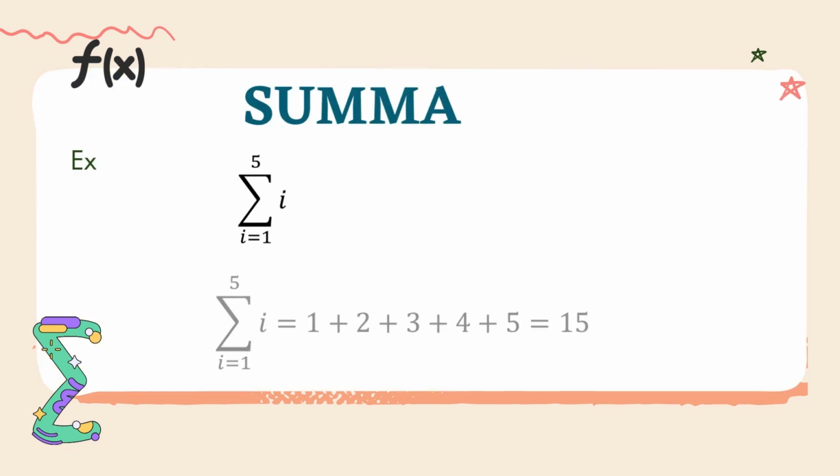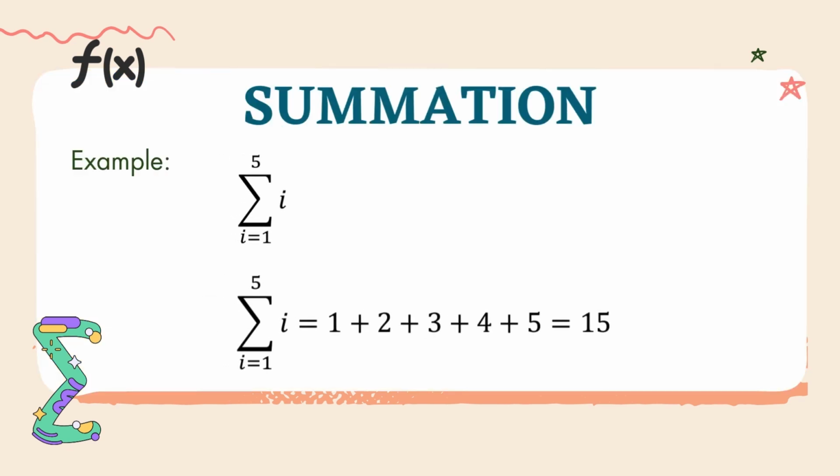Next, let's have an example about summation. I have an example here: the sum of i from 1 to 5. What we need to do here is simply substitute the values from the lower boundary, which is 1, to the upper boundary, which is 5, in the i. That will be equal to 1 plus 2 plus 3 plus 4 plus 5, which equals 15. So that is our first example.